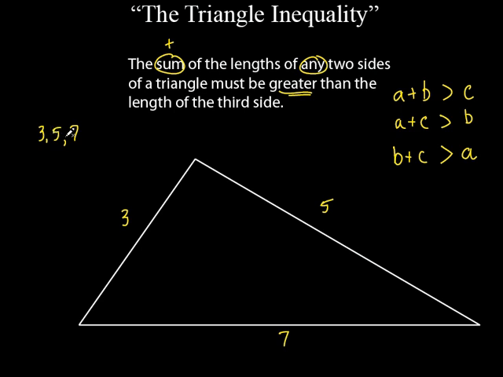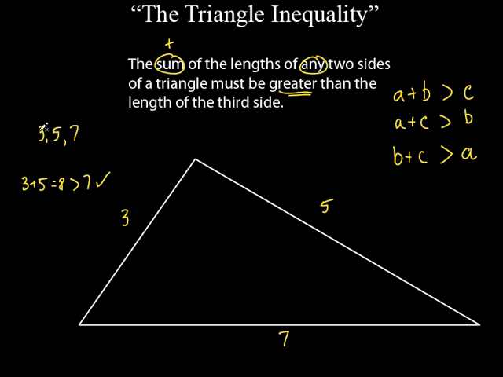So how do I know if they form a triangle? Well, I should be able to add up any 2 of the sides, and it must be greater than the third side. So let's take the 3 and the 5. We'll do this right here. So 3 plus 5 equals 8. Is 8 greater than the third side, which is 7? Yep. So far, so good.